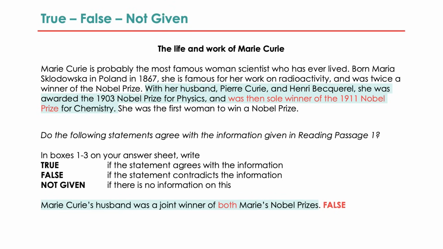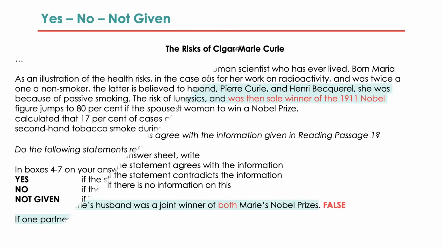So yes, one prize was joined. And then she was sole winner of the Nobel Prize for Chemistry. Sole winner means that she won it alone. Her husband wasn't a joint winner. This means that our statement is false.